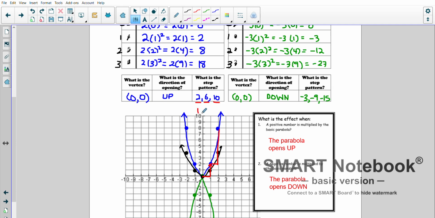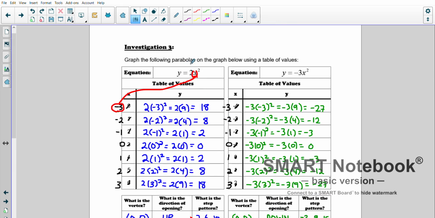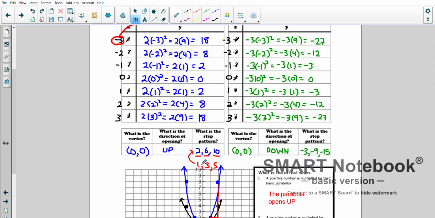Because if I take the original step pattern of 1, 3, 5 for the original parabola, well, what happened to these values to get these new values in the step pattern? They all doubled. They all got multiplied by 2. And again, that 2 is not a coincidence. It's the 2, or the a value, that is sitting in front of the basic parabola. So if you can observe this value and you know what it is, you can multiply that by the 1, 3, 5 step pattern, and that'll give you the new step pattern.